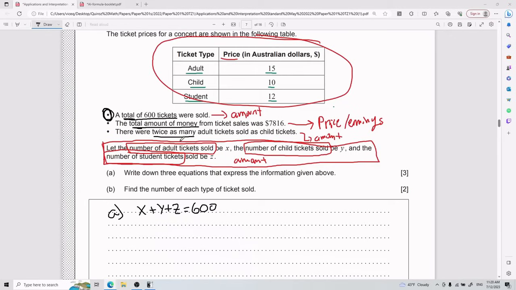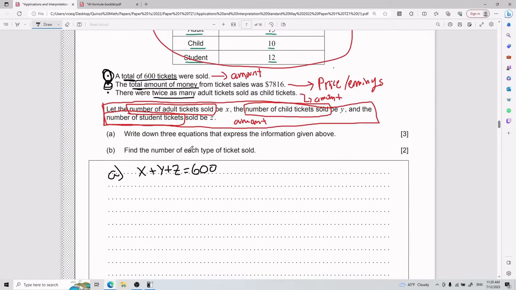What else can we do? Well, for this second one, we have that the total amount of money from ticket sales was 7,816. So a lot of people, what they do here, which is a common mistake, which I'm about to show you, is that they say, okay, X plus Y plus Z has to equal 7,816. Okay, why is that a mistake? Take a second, think about it.